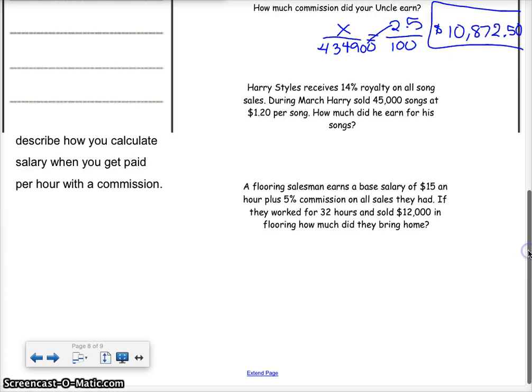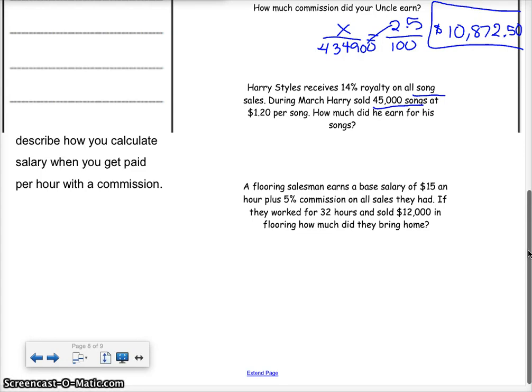All right, Mr. Harry Styles earns 14% on all his songs and all song sales. Okay, because an artist has lots of different products out there. So their royalty might be different based on their product, like shirts, songs, cups, all that kind of stuff, posters, everything might be different. So during March, Harry sold 45,000 songs at $1.20 per song. How much did he earn?